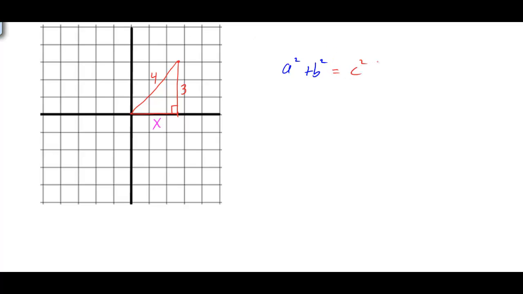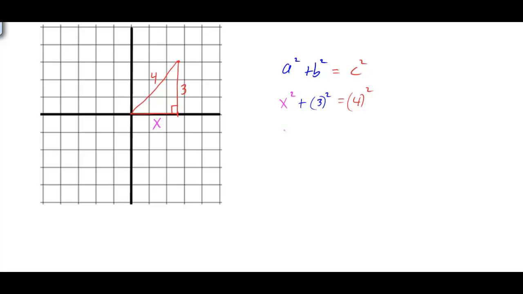equals c squared. It doesn't matter which value for a and b. The 3 could go in for either one of those. In this case, I'm going to say a, and just because I call this x, I'm actually going to say this is x squared. Okay, and then we would have plus b squared, and I'm going to use the 3 here, so that would be 3 squared. And then, of course, the 4 has to be our c squared, because the 4 is the hypotenuse. So we end up with x squared plus 3 squared equals 4 squared.